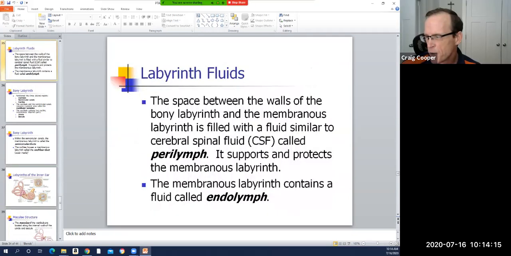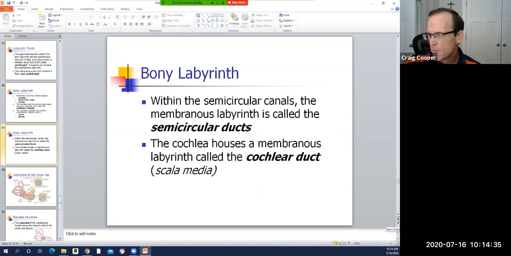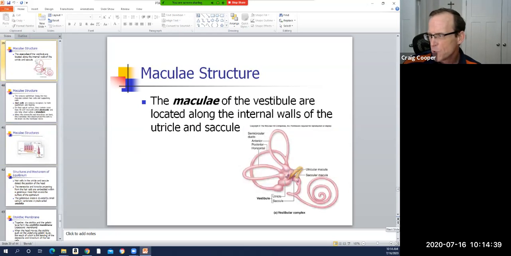All right, let's look at some other structures. I don't think you need to know a lot about the makeup of the fluids, but you do definitely want to know where these three structures are: the vestibule, the semicircular canals, and the cochlea. Within the vestibule, you want to know where the saccule is and where the utricle is. We don't need to know that part too much. So there's our macula.